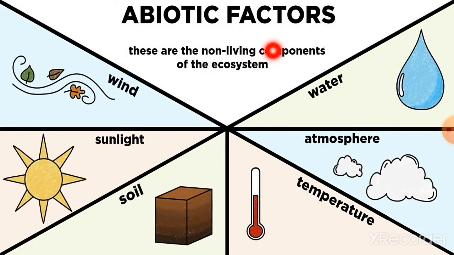Abiotic factors are the non-living components of the ecosystem. Here, ecosystem is nothing but the environment. Abiotic factors are non-living components of the environment. It may be wind, sunlight, soil, temperature, atmosphere, water, etc.